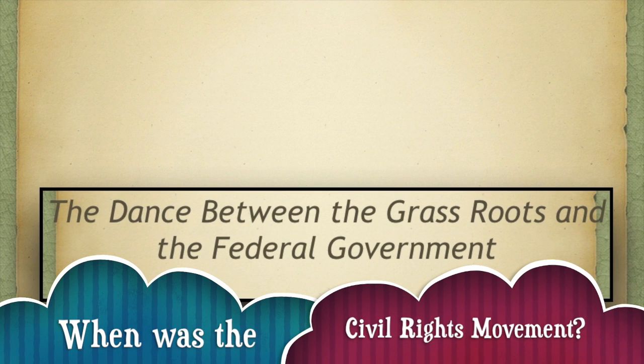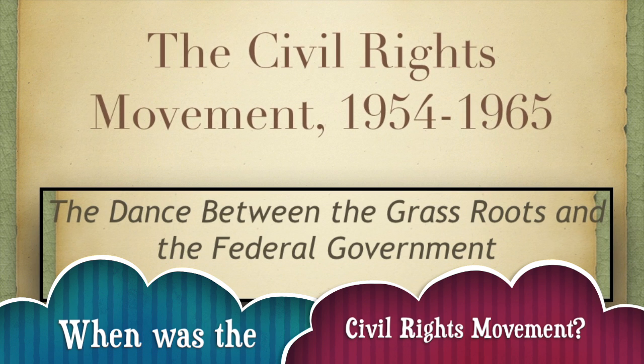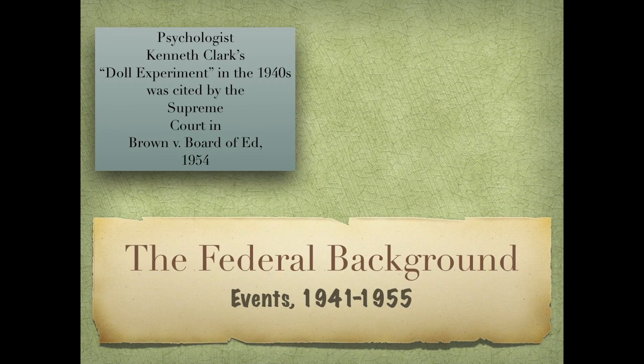For our flipped classroom session this week, we're going to look at the civil rights movement from 1954 to 1965 and look at other ways of interpreting civil rights. When we look at civil rights, we need to understand the federal background. In other words, we need to understand the events that led up to the marches and the civil rights demonstrations of the late 1950s and 1960s.